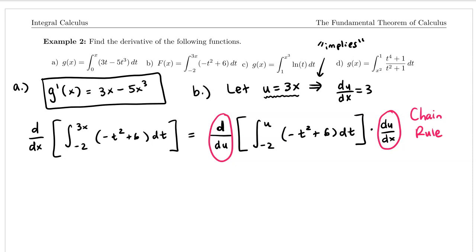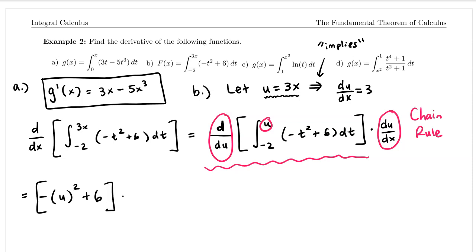But now that we're taking the derivative with respect to u and our upper limit of integration is just a single variable on its own, at this stage, we can now use the fundamental theorem of calculus. So for the part that I just underlined, based off the fundamental theorem of calculus, all I'm doing is, in my integrand, everywhere I see a t, I can now replace it with u. And then I need to multiply this by du dx.